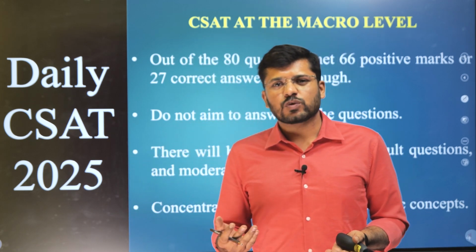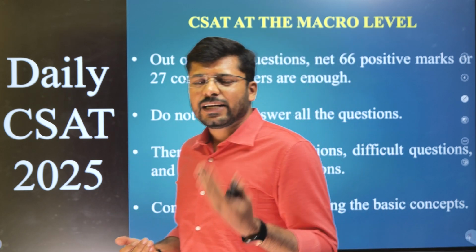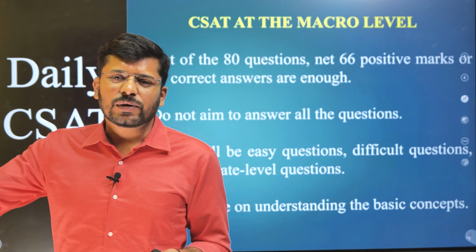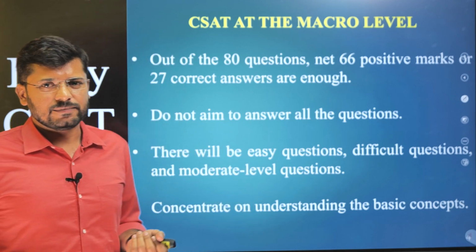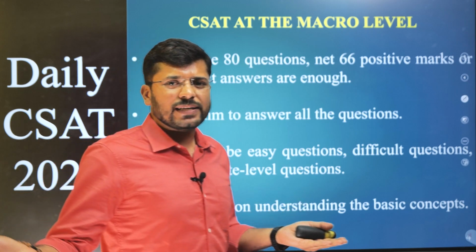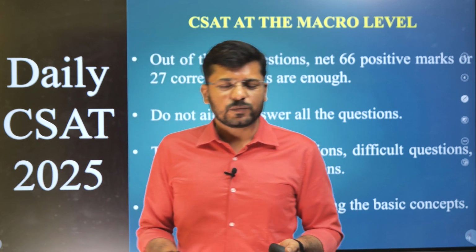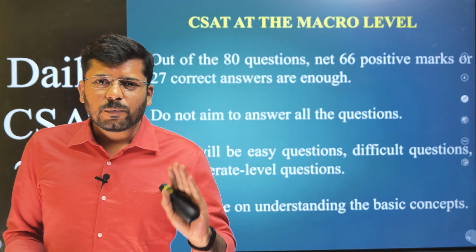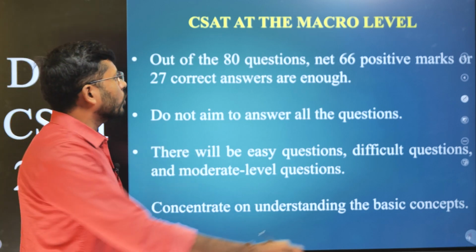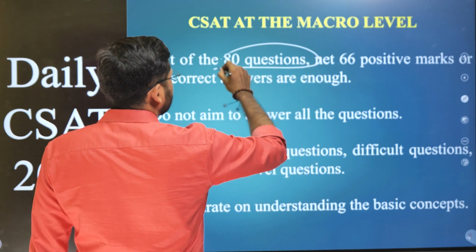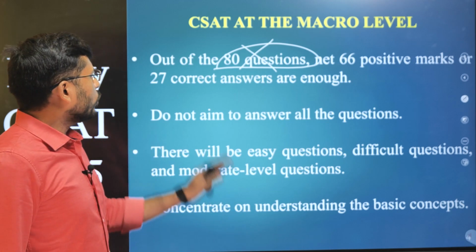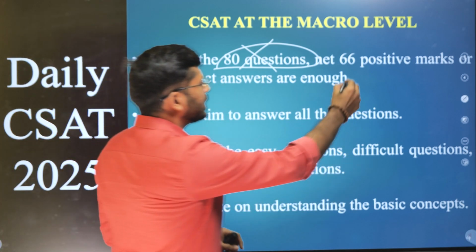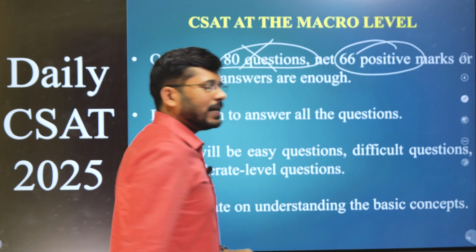As I told you, even if you scored 150 in CSAT, it is not going to be any different from another person who scored 67 in CSAT. So 67 in CSAT, 150 in CSAT, there is no difference between the two. So do not burden yourselves with aiming for all the questions. You should get 66 marks, and that is enough.